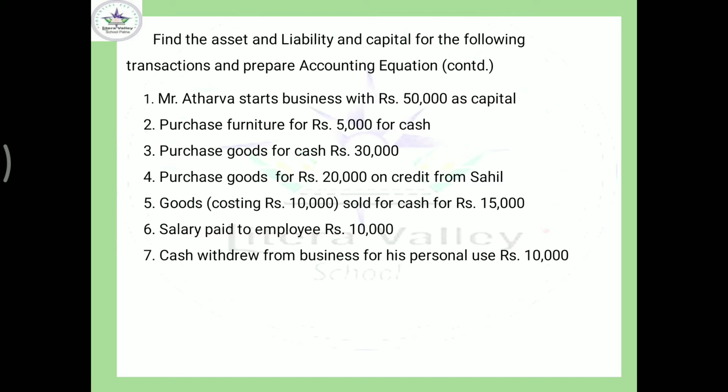So how will you deal with this transaction? Goods of rupees 10,000 will reduce on the asset side from goods. Cash will increase by 15,000. So overall effect on assets is 5,000 plus, and profit will be added in capital as we are aware. So 5,000 will be added in capital. So again I think the equation is equal, you have learned that.